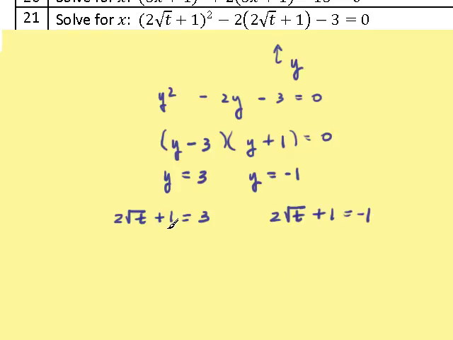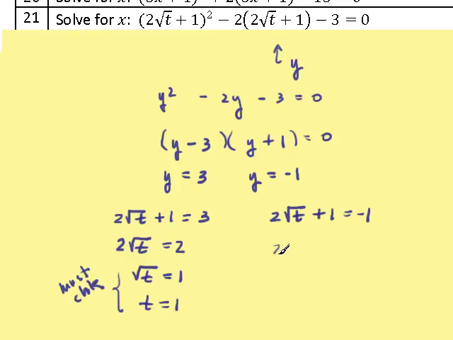Alright, we're going to solve these equations. So subtract 1 from both sides. Let's divide both sides by 2. Square both sides. Now notice we squared both sides, so we must check. Alright, here subtract 1. So it's the square root t there. Divide by 2, square both sides, and we still get t equal 1. But again, we must check.